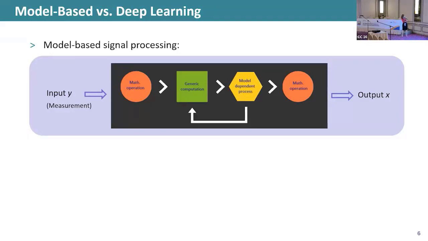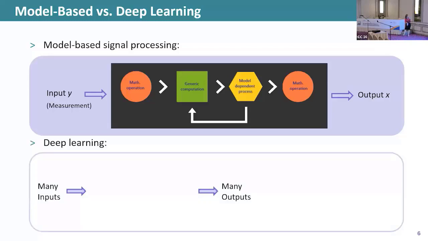You'll get some pre-processing, some post-processing, and then you'll have these iterations where typically the iterations could be, at least conceptually, you could break them into two parts, a part that depends on the model and a part that's just some generic computation. Okay, so very roughly speaking, this is what a lot of signal processing algorithms end up looking like.